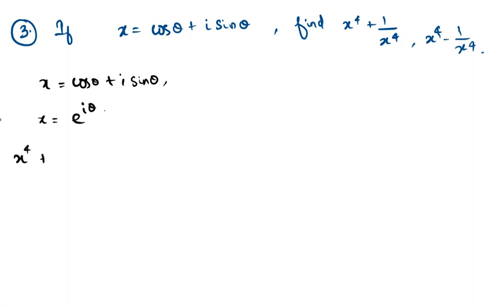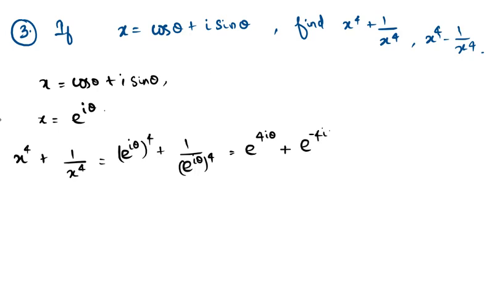So we are given that x power 4 plus 1 by x power 4 is the first part. That's what we have to find. So here, instead of x power 4, we can write it as e power I theta the whole power 4 plus 1 by e power I theta the whole power 4. So this can be further written as e power 4 I theta, and the denominator part can be written in terms of negative power. So this will become e power minus 4 I theta. I hope you understood this part.